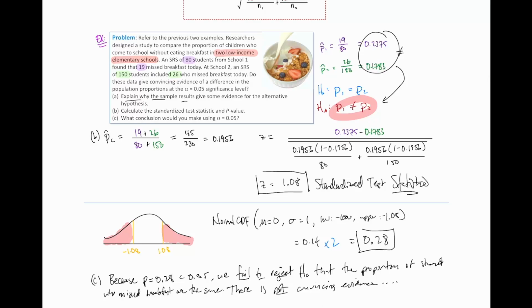Fantastic. I'm hoping that I didn't mess up this here in our calculator. Did I do the square root? I think I just undid it. I'm pretty sure I did the square root correctly, but you never know.